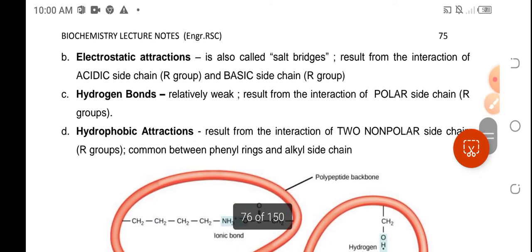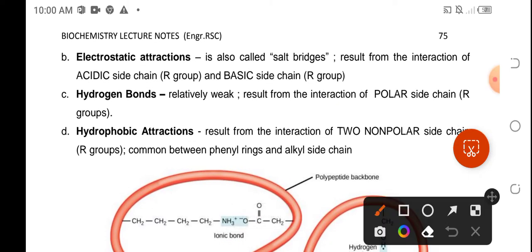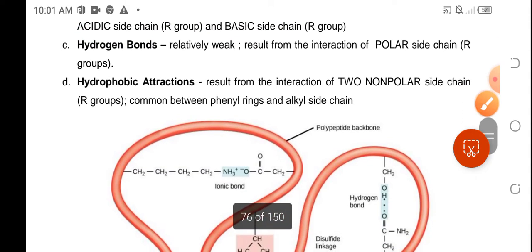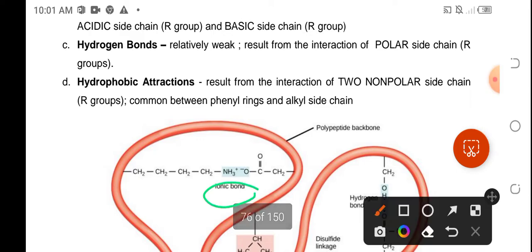Okay? Then we also have electrostatic attraction. Paano naman itong electrostatic attractions? This is the result from the interaction of the acidic side chain or R group and the basic side chain. So, i-recall natin, ano ba yung mga acidic amino acids? We have aspartic acid and glutamic acid. And then for the basic, we have histidine, lysine, and arginine. Okay? So, for this electrostatic attraction, so ito yung ionic bond niya.